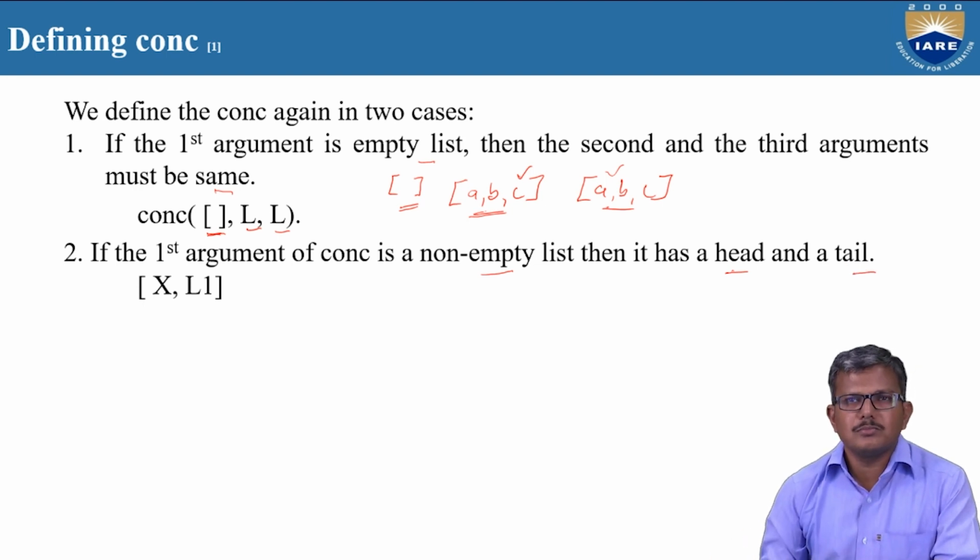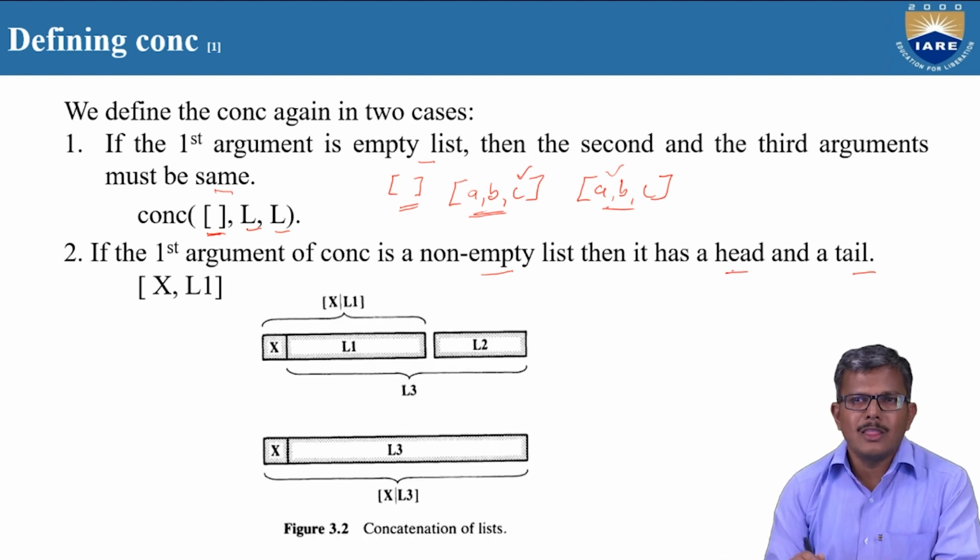Okay. So this is the graphical representation of how we can show the concatenation of 2 lists. Okay, so in this case, what happened? X and L1 and L2. Whenever you perform this operation, the output you get is L3. So where did you get this L3 from? From this particular list.